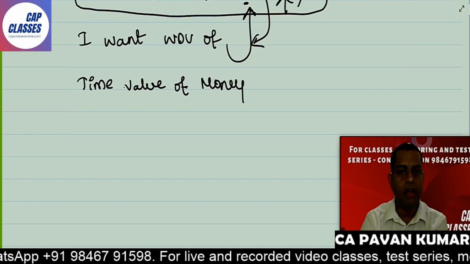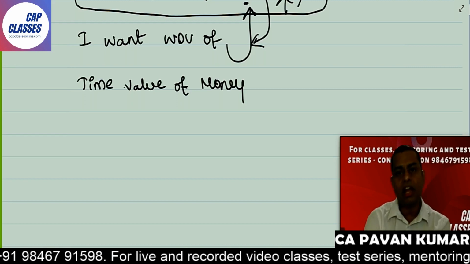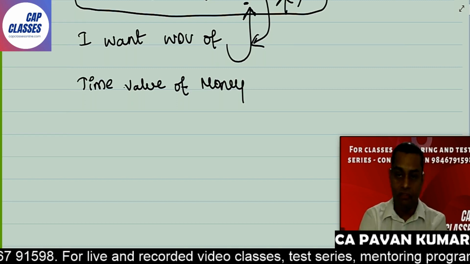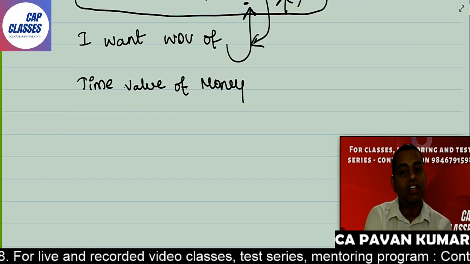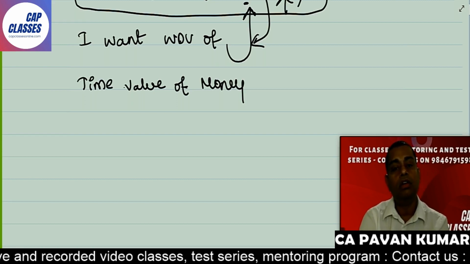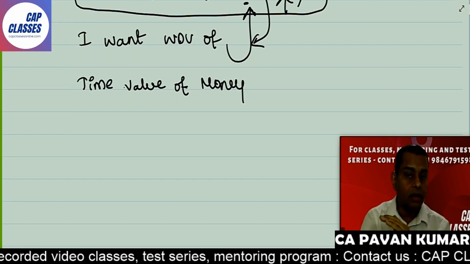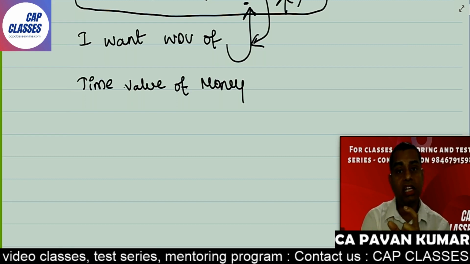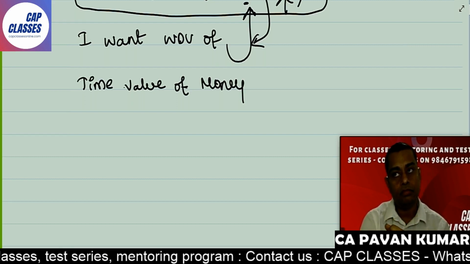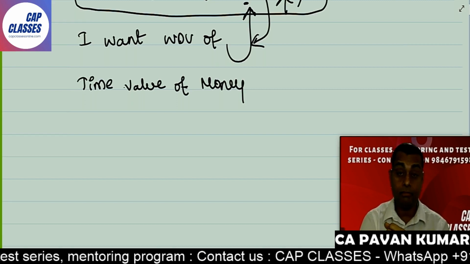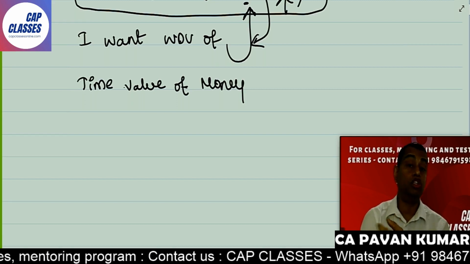Now IFRS came and said, oh hello, excuse me. IFRS said, listen, intangible asset can have infinite life. Okay. Then what to do? How will you charge amortization?